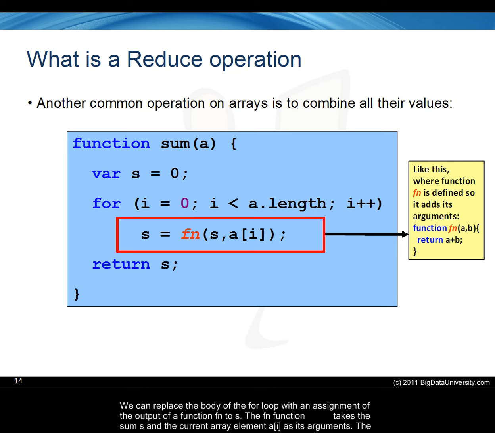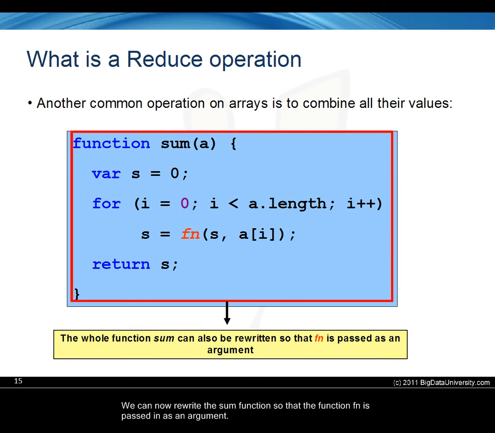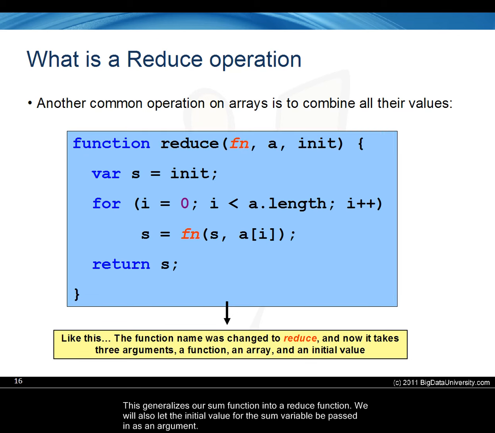We can replace the body of the for loop with an assignment of the output of a function fn to s. The fn function takes the sum s and the current array element a sub i as its arguments. The implementation of fn is a function that returns the sum of its 2 arguments. We can now rewrite the sum function so that the function fn is passed in as an argument. This generalizes our sum function into a reduce function. We will also let the initial value for the sum variable be passed in as an argument.